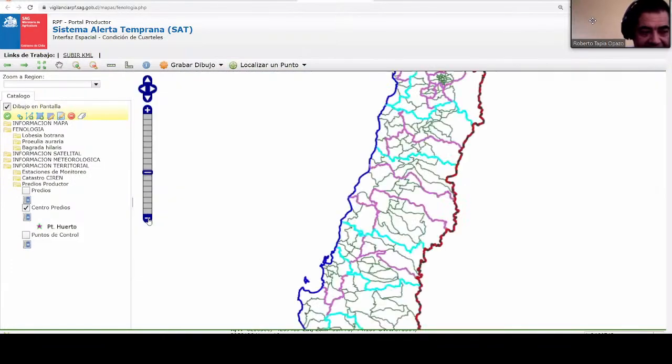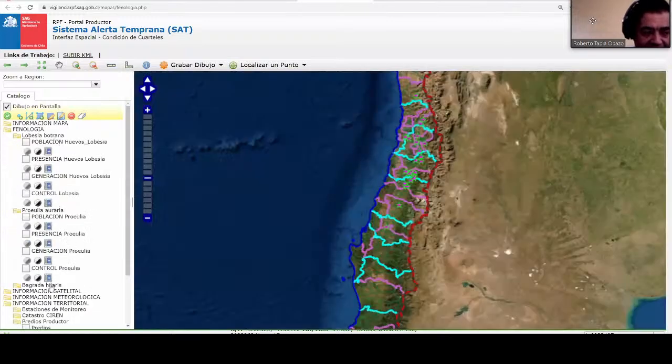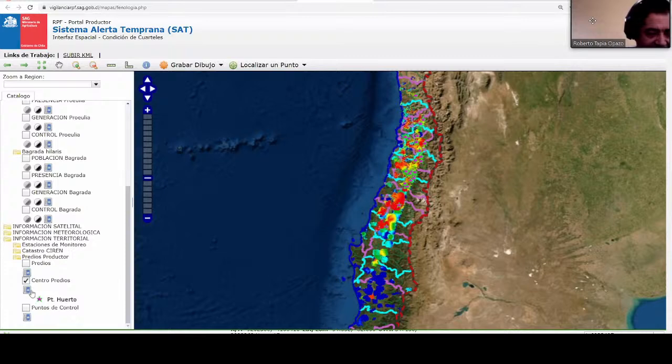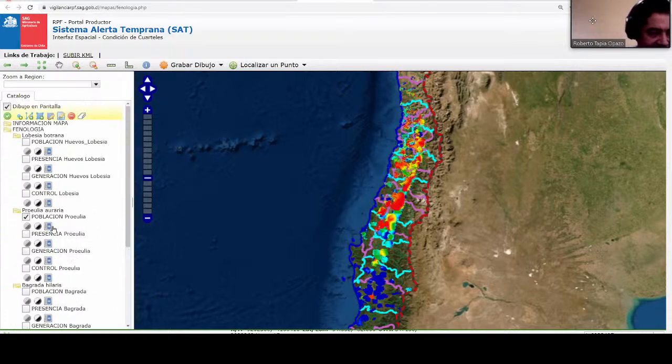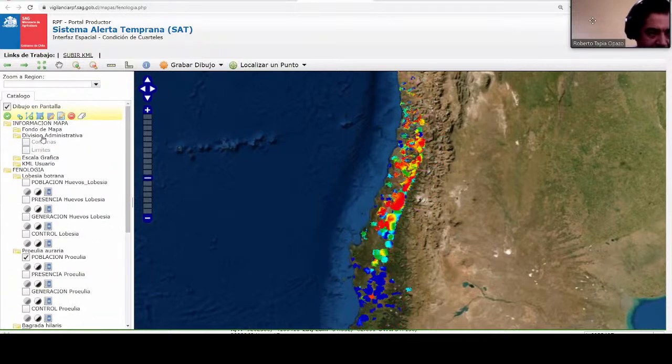And pest phenology. Here's the pixel-to-pixel map where the phenological models work. Species, population, for example, presence. Population presence. Generation. Generation. And control. Control. The same goes for Prila aurelia. I'm going to remove this information from here so that you can see only the map. That way you can see the map only.